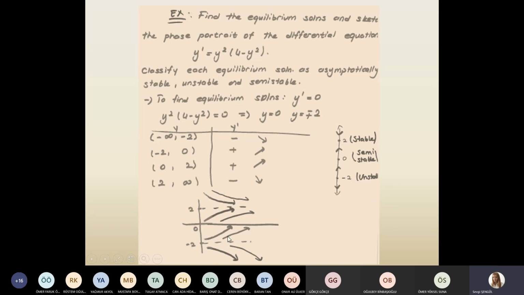And look at this in here. For -2, both solutions are diverging, so it is unstable. For 0, one side is approaching and the other is diverging. So one way approaching, one way diverging, so it is semi-stable. And for 2, it is approaching from both ways, so it is stable. As you can see, you have 3 different equilibrium solutions, and all 3 behave in different ways. Okay? Is it clear?